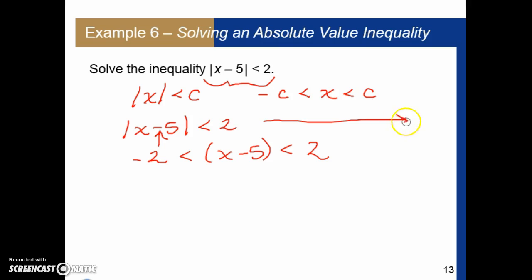If I was going to draw this, this says I'm not starting at x equals 0, I'm starting at x equals 5. And I can go no more than 2 units to the right and no more than 2 units to the left.